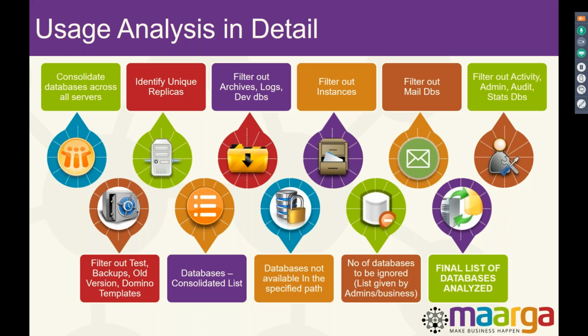Also the activity databases and some of the admin databases like catalog and activity.nsf, stat databases, and audit databases. And also we need to look at whether there are any test databases that have been used by the different development teams or the QA team. Also any old version templates, NTFs. If we remove all the other items, we will get a consolidated list.